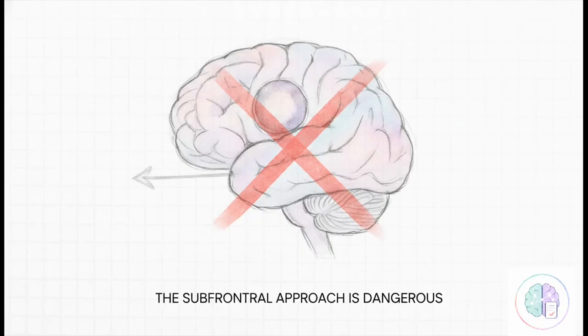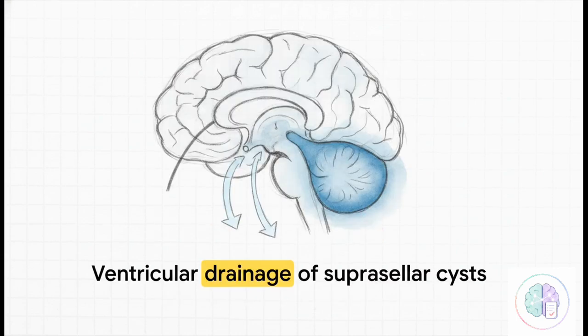I really want to hit pause here and highlight a massive warning straight from the clinical literature. If you're dealing with a suprasellar cyst, attempting a subfrontal approach for fenestration or removal is universally considered highly dangerous and utterly ineffective. Just don't do it. And here's another strict warning. Do not try routine ventricular drainage for these patients either. It flat out does not work, and worse, it actually promotes the cyst getting even larger. Avoid it at all costs.